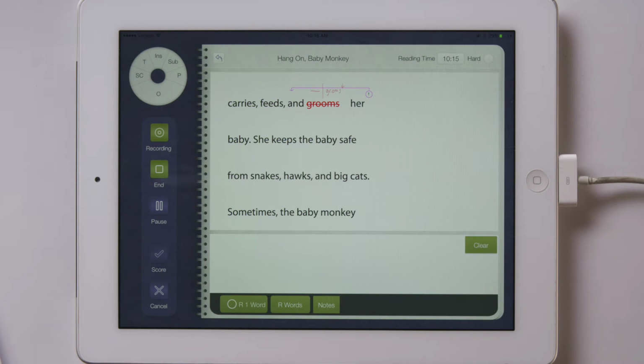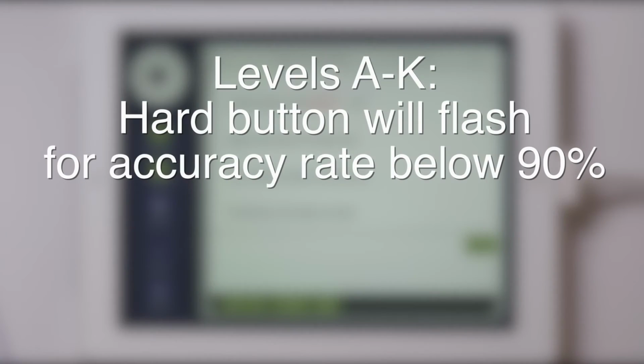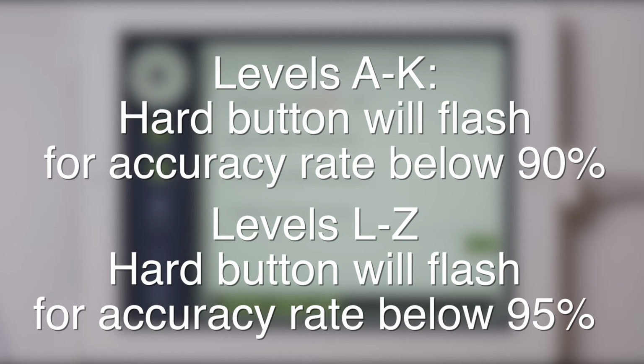In the upper right corner of the coding screen, a hard button will flash when the child has reached the number of errors that constitute a hard book, without taking into account the comprehension score. So for levels A through K, the hard button will flash when the child has an accuracy rate of below 90%, and for levels L through Z, the button will flash when the child has a rate below 95%.